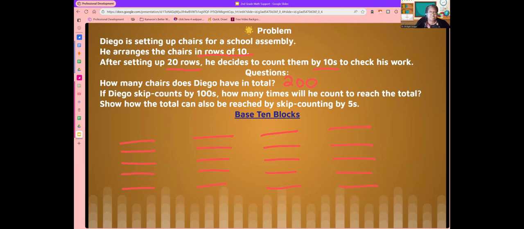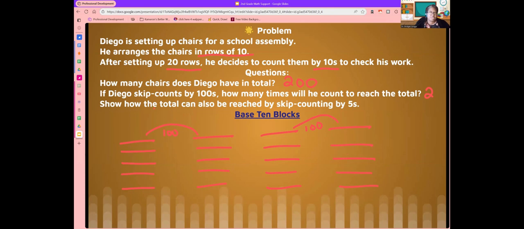If Diego skip counts by 100s, how many times will he count to reach the total? Well, these two together are 100, and these two together are 100. So if he skip counts by 100s, that'd be 100, 200. He would only need to skip count twice.